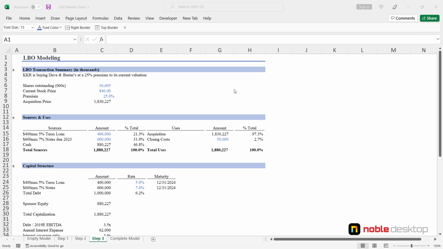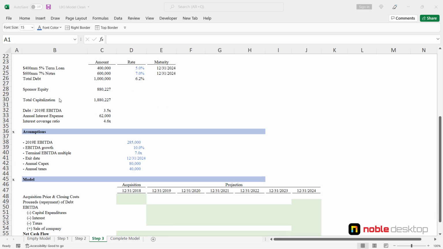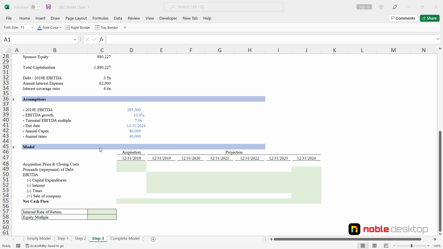So we just completed the first two steps of our LBO model. We completed transaction summary, sources and uses of funds, capital structure. We have some assumptions that are given to us, and we will build the model itself and calculate IRR and equity multiple based on all the numbers above.